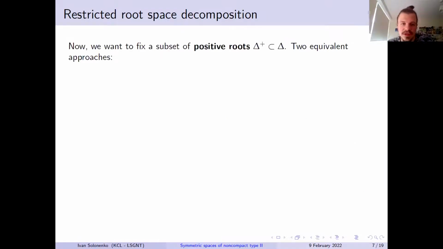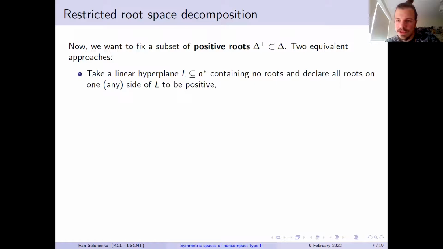So now we want to fix the subset of positive roots. And again, I have to remind all this because otherwise it would be too abrupt to just start from some point of the last talk. So we fix the subset of positive roots, and there are 2 equivalent ways to do it. One may be more geometrically intuitive. You take a linear hyperplane L in A star containing no roots. It's easy to do because the root system is just a finite subset of A star. And you declare all roots lying on one side of L, or any side, it doesn't matter which side you take, to be positive, and on the other side to be negative.